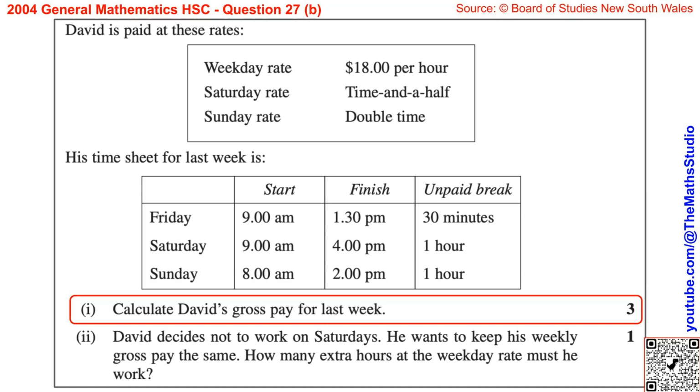start, 1:30 p.m. finish, and 30 minutes unpaid break. Saturday, 9 a.m. start, 4 p.m. finish, 1 hour unpaid break. Sunday, 8 a.m. start, 2 p.m. finish, 1 hour unpaid break. Part 1. Calculate David's gross pay for last week.